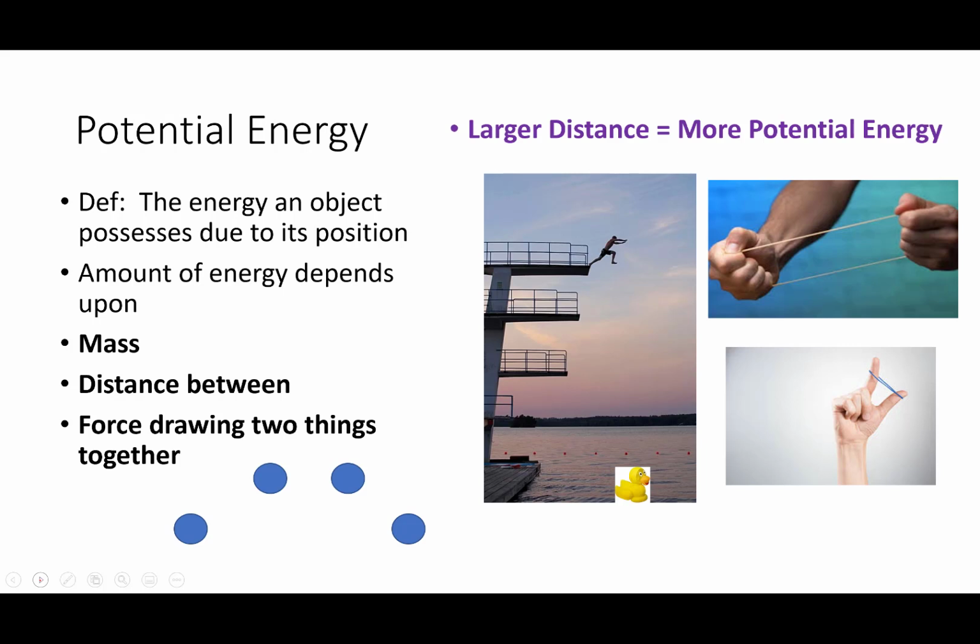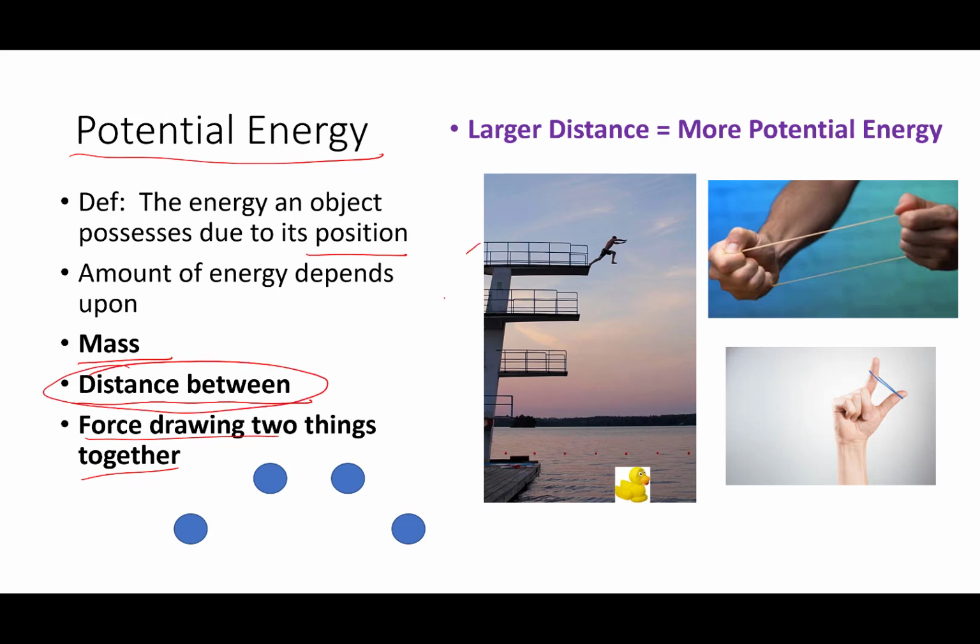Now, potential energy is different and sometimes a little more tricky to visualize. This is energy due to position. And energy due to position depends upon three things: mass, distance between the objects, and the force drawing those objects together. So let's talk first off about distance, the distance between two objects.